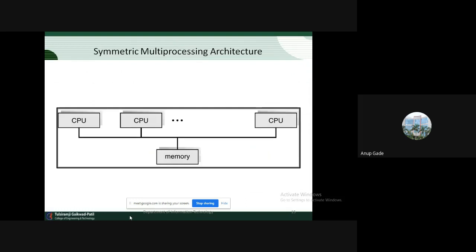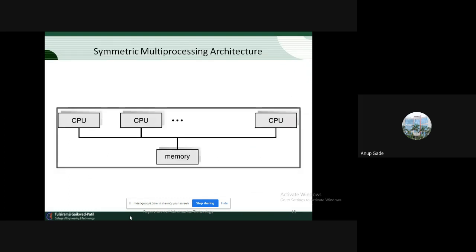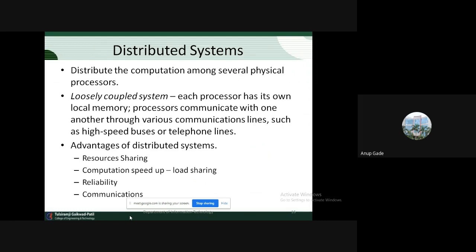Then this is the architecture of symmetric multiprocessing. Memory is shared. That's why we say that it is economical in nature. Multiple CPUs are attached with the buses, and there is no master or slave computer. Okay. Then the next case is the distributed system.